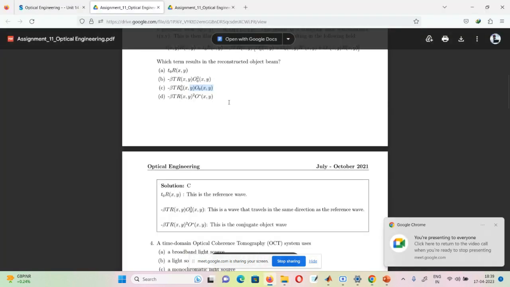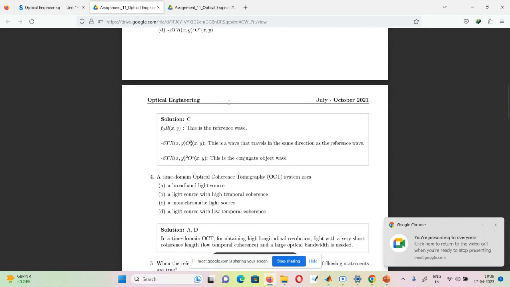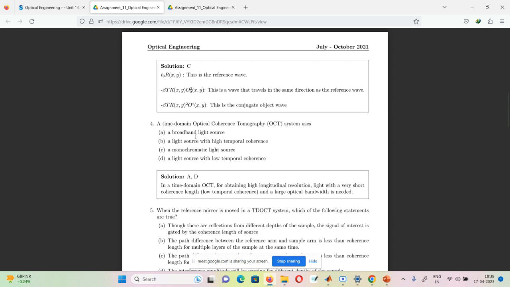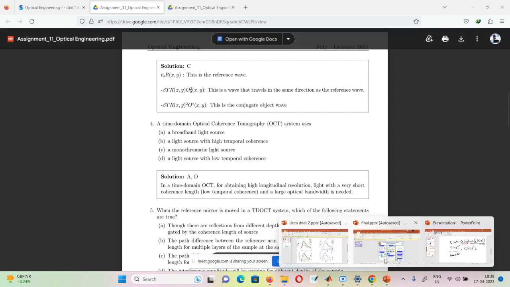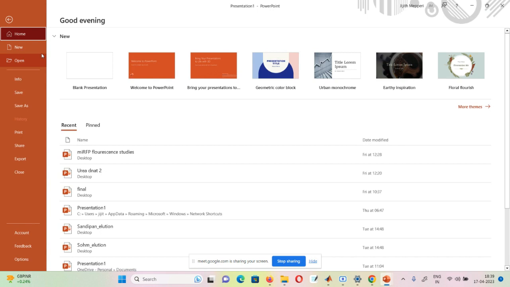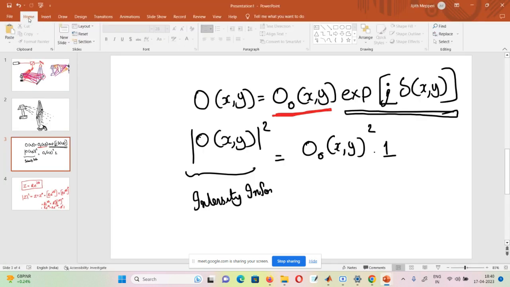Now we can go to the other question. A time domain optical coherence tomography system uses a broadband light source, a light source with high temporal coherence, a monochromatic light source, or a light source with lower temporal coherence. These are also direct questions. You people already know that one if you have gone through that class. Otherwise, go through the class such that you can understand.